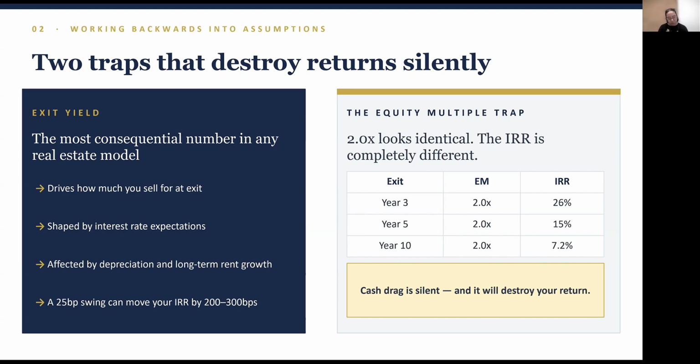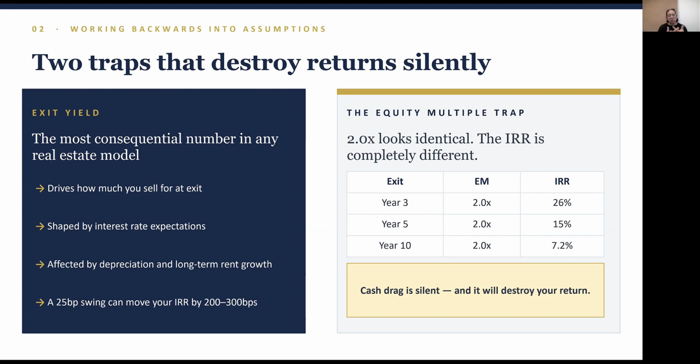And don't forget that rental growth is also impacted by depreciation, because in the first years you might have very strong rental growth, but then as the building depreciates, your rental growth is not going to be that high. So you have to be mindful of depreciation, both in terms of the exit yields and the long-term rental growth.